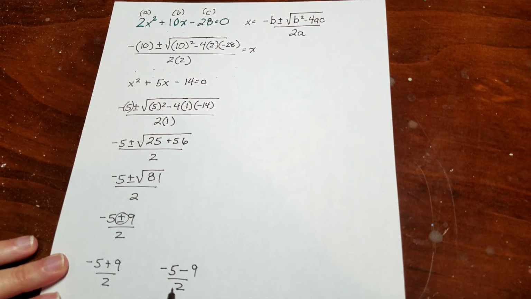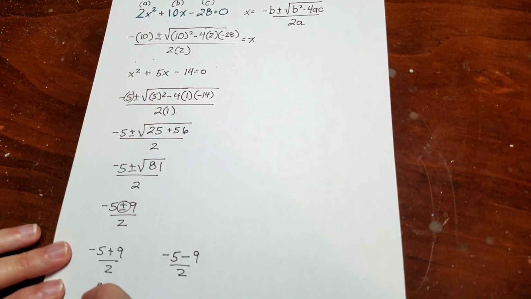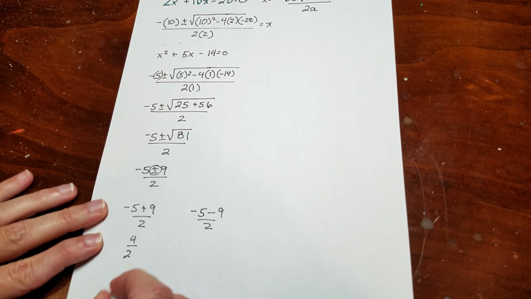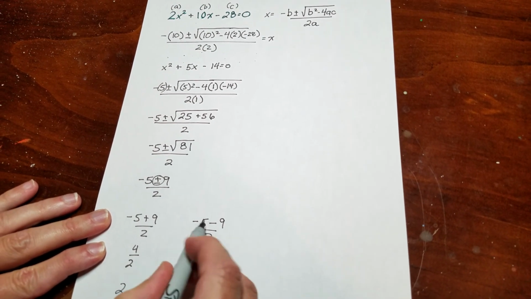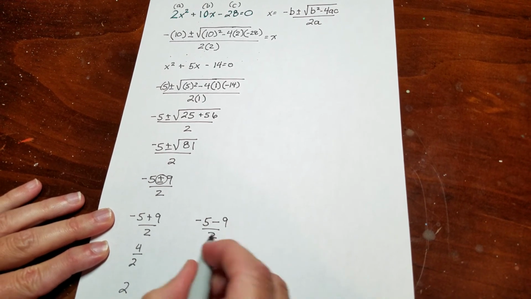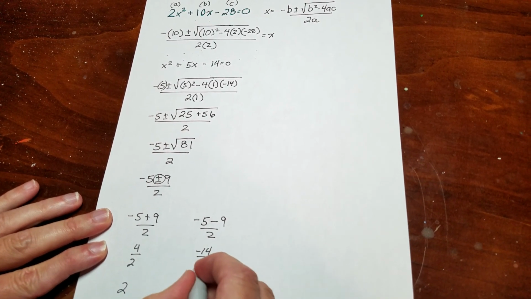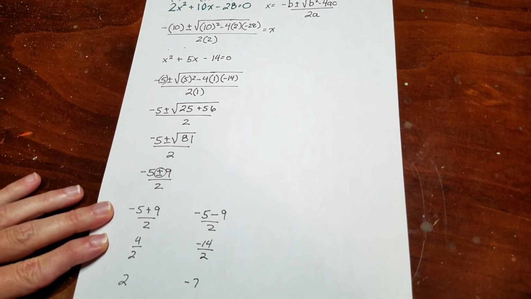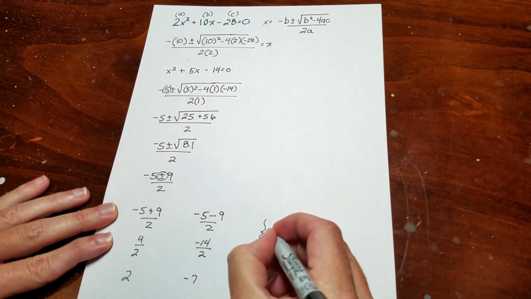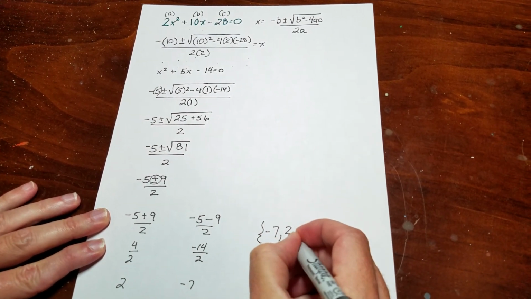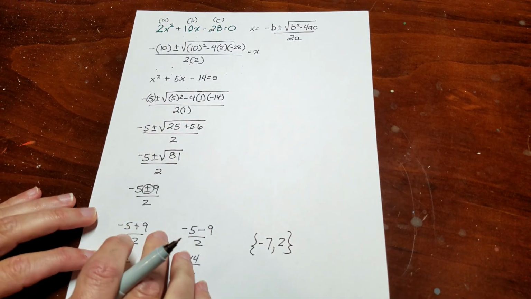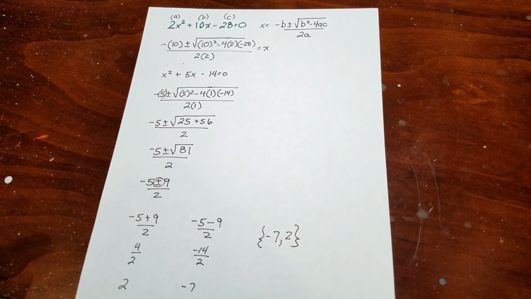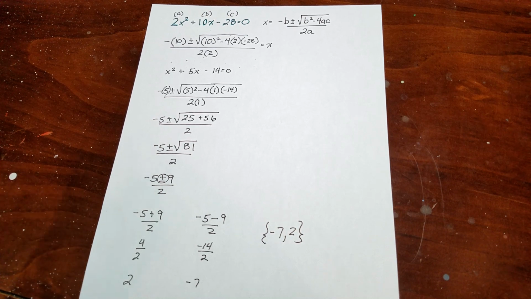So minus 5 plus 9 is 4 over 2, so one of my answers is a 2. And then minus 5 and a minus 9 is minus 14 over 2, which is a minus 7. So my solution set on this would be negative 7, comma 2. Okay, so that's how you use the quadratic formula. There's nothing else to it.